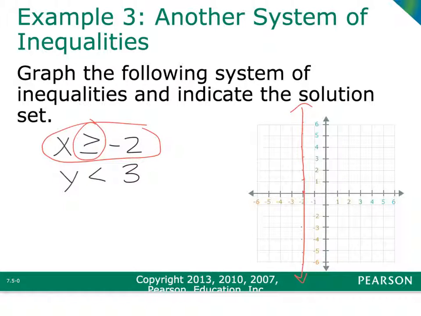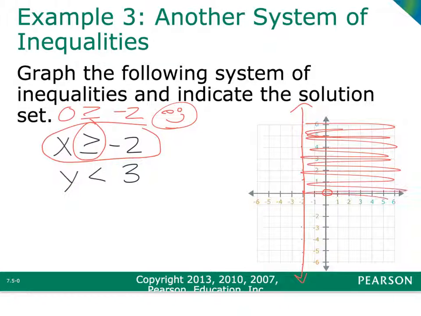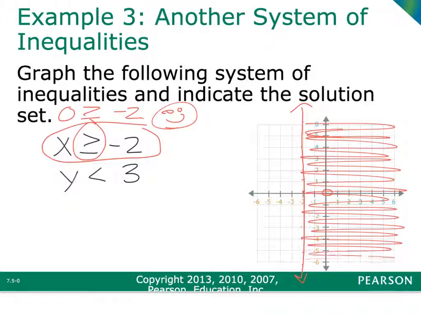And then I have to decide which side of the line to shade. Am I shading to the right or to the left? So I'm going to test 0, 0. Is 0 bigger than or equal to -2? That is a true statement, so I'm going to shade the right side of the line. And on the computer, when you shade, you'll have to use the little paint can feature.